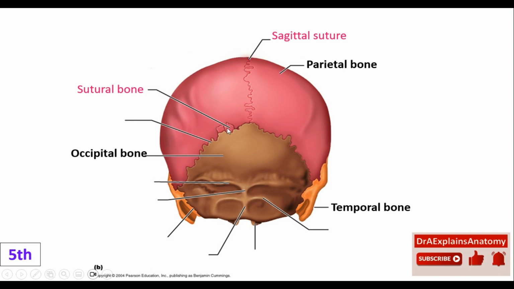So what shape are these two bones? These are sutural bones because they are located in a suture. This is the lambdoid suture, which looks like the Greek letter lambda. That is the lambdoid. The lambdoid suture connects both parietal bones with the occipital bone. Whereas this is the occipitomastoid suture.